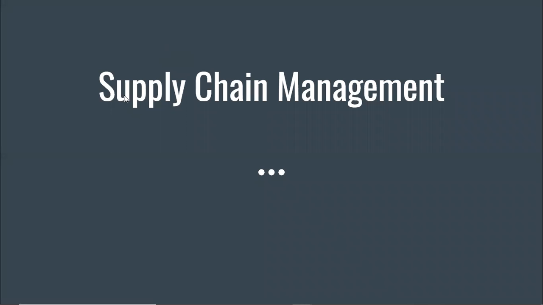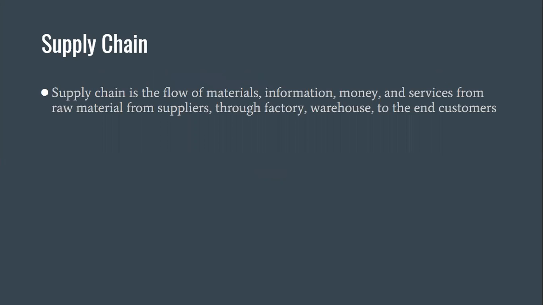Okay, so good morning, everyone. Today's topic is about supply chain management. So the first thing we need to know is what is supply chain. Supply chain is the flow of materials, information, money, and services from raw material suppliers through factory and warehouses to the end customers. Supply chain in an organization has to have supply chain visibility and high velocity inventory.